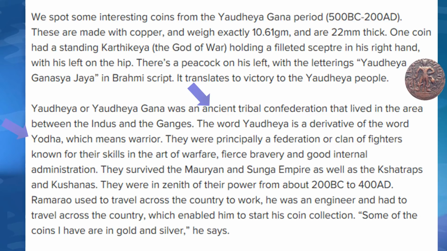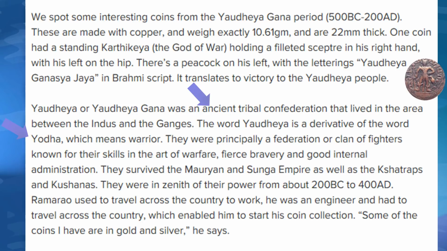The coin is noted as a copper coin, and it contains Karthikeya, the god of war, and this entity is holding a scepter in his right hand and has the other hand on the hip. There's also a peacock, and there's an inscription, and it translates to victory to the Yaudheya people.